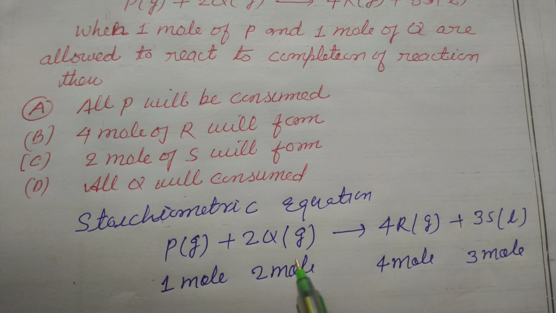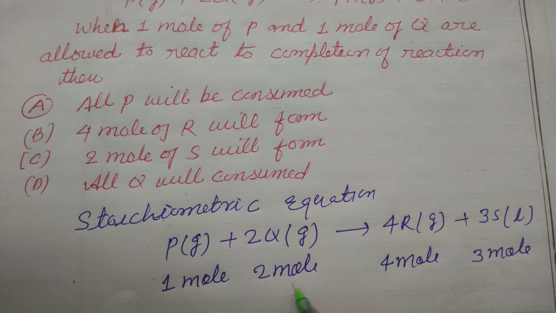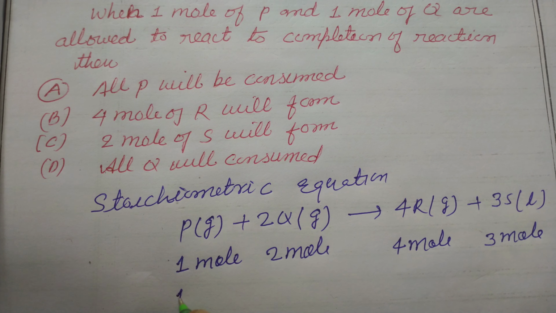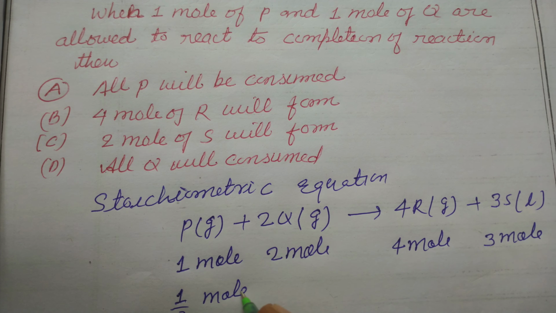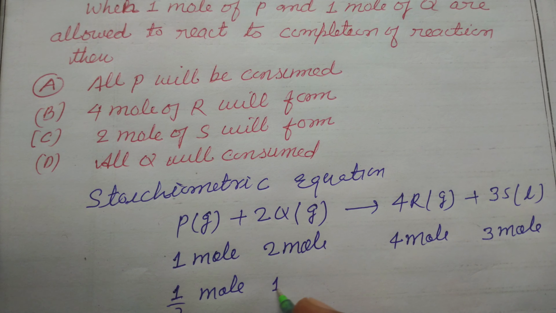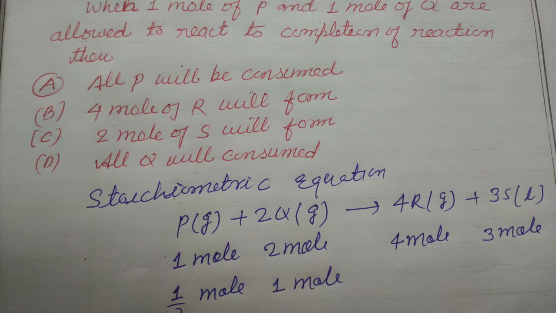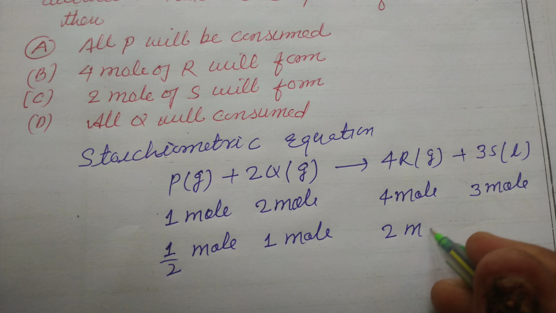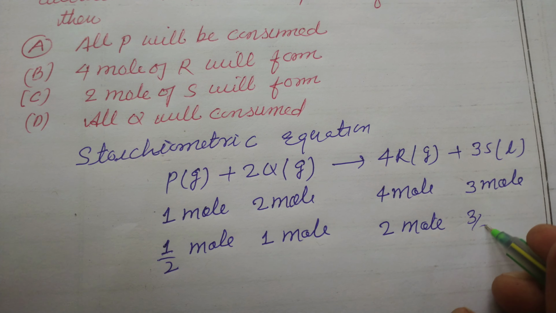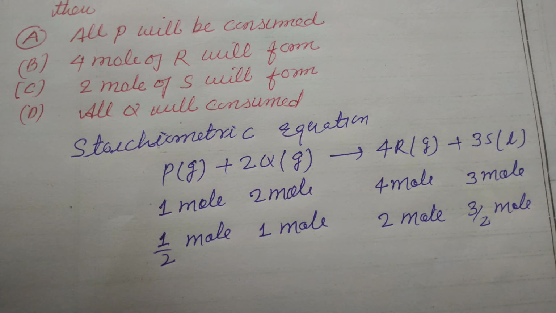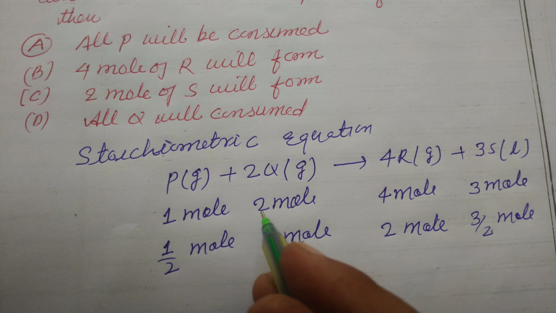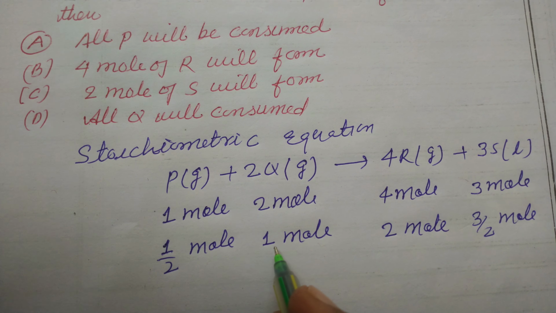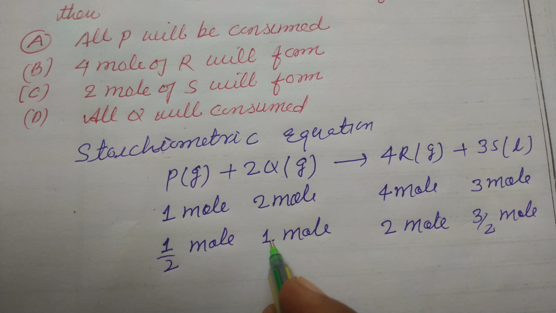So for consuming 2 mole of Q, we require 1 mole of P. So when we divide by 2, we get half mole of P, 1 mole of Q, 2 mole of R, and 3 by 2 mole of S. Here, for 2 mole of Q consumed we required 1 mole of P. Here 1 mole required is given.